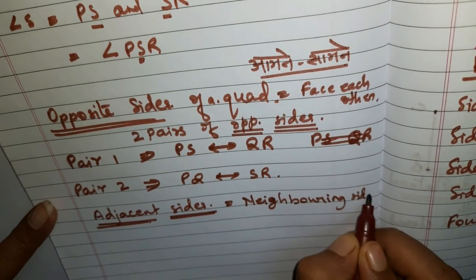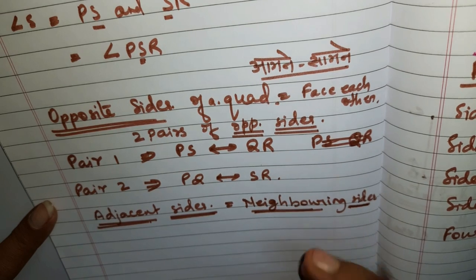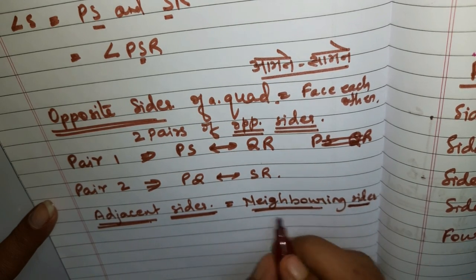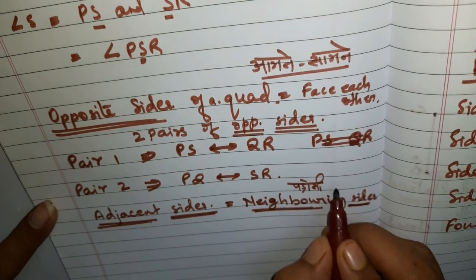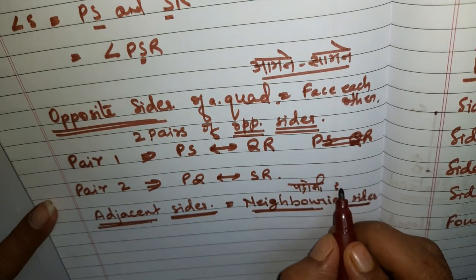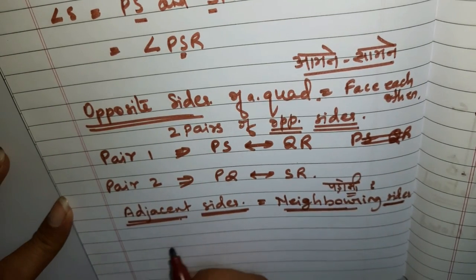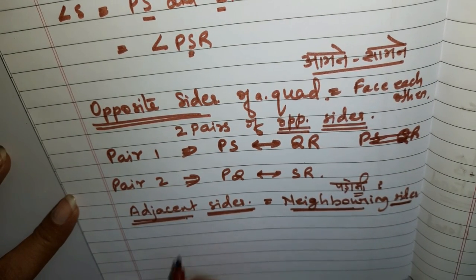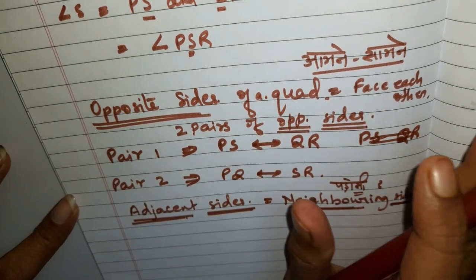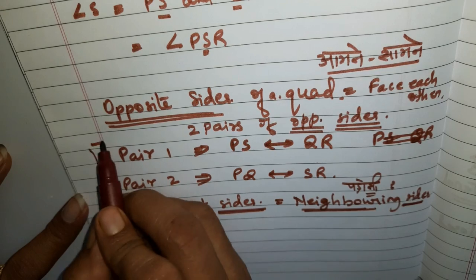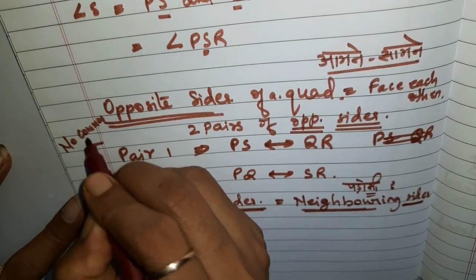Neighboring sides. Now this is the general term to make you understand, but actually you can call them पड़ोसी sides. But when we are talking about adjacent sides, one thing is there: you will get one common point. In opposite sides, no common point. They will not have any common point.